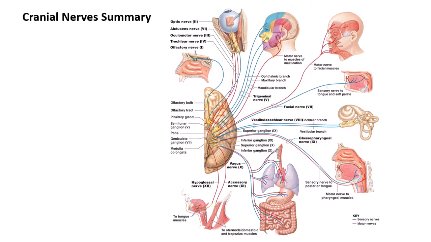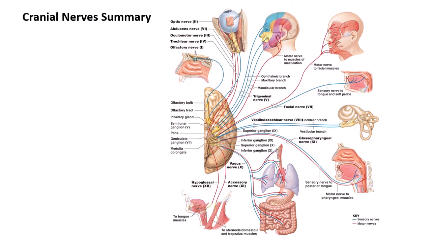Cranial nerve 5 is trigeminal nerve, so it has 3 branches. It is sensory and motor. The sensory is on all 3 of them, 3 parts of the face, and the motor is only from the lower part of the face. So this is the upper part, this is ophthalmic, this is the maxillary, and this is the mandibular, and the motor is only for the mandibular. And the motor is for the muscles of mastication.